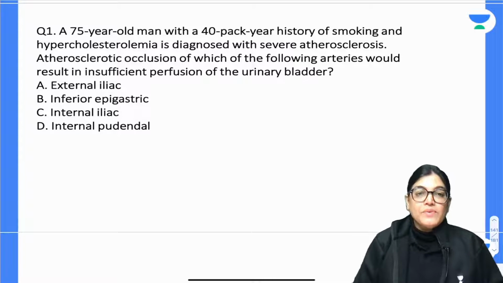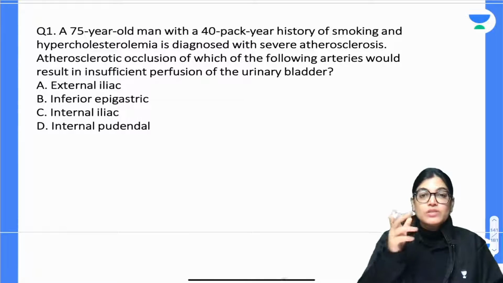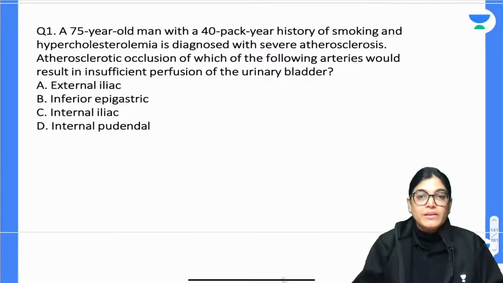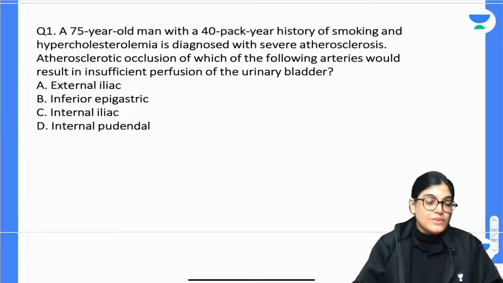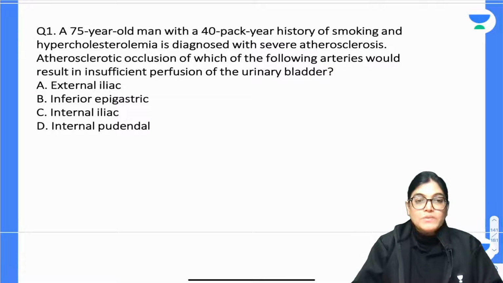A 75-year-old man with a history of 40 years of smoking, 40 packets per day, and hypercholesterolemia is diagnosed with severe atherosclerosis. Atherosclerotic occlusion of which of the following arteries could result in insufficient perfusion of the urinary bladder? The options are external iliac, inferior epigastric, internal iliac, and internal pudendal artery.